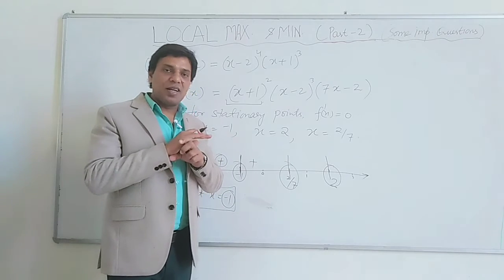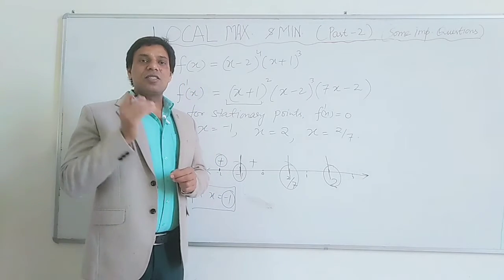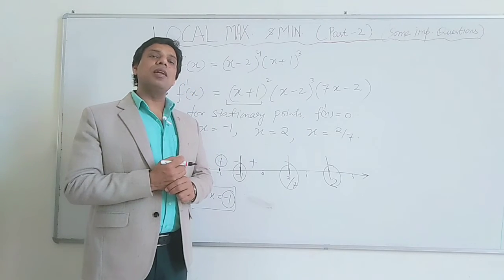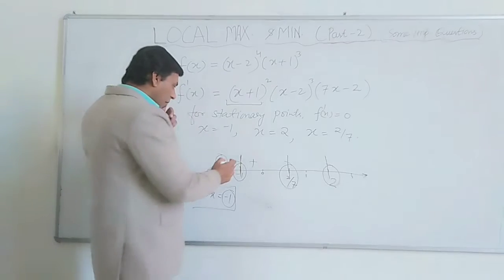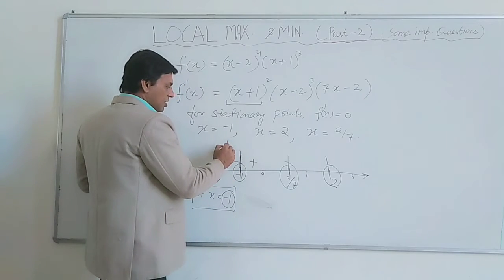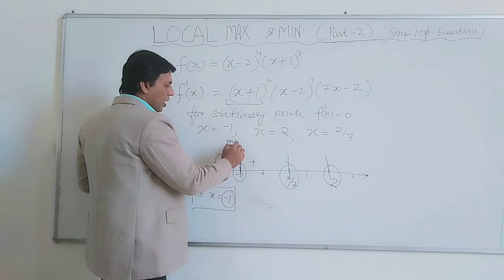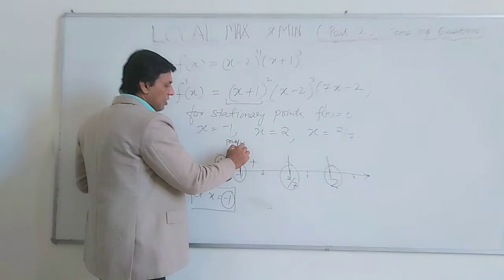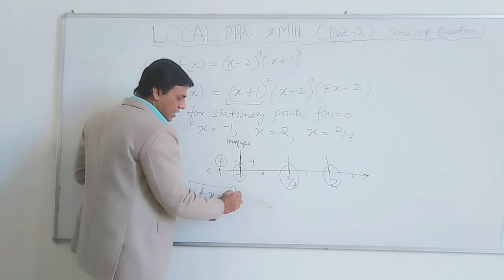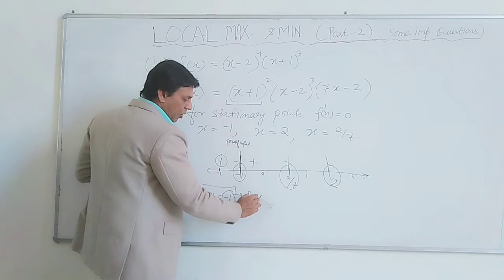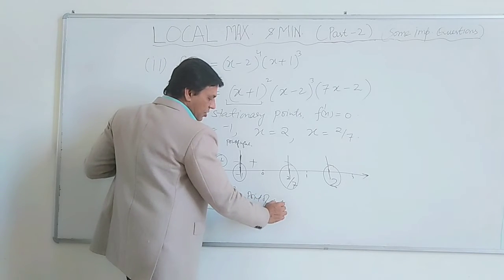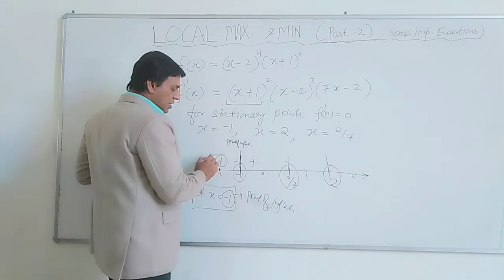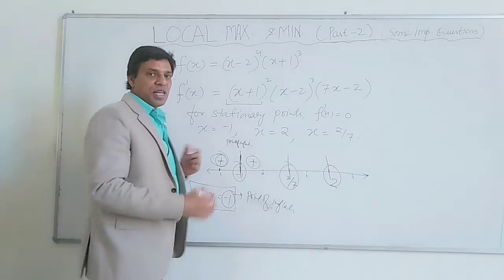It means the sign is not changing. So this is neither local maxima nor local minima. So this is the point of inflection. So at x equal to -1, what is the point? A point of inflection, because the sign of the derivative is not changing.